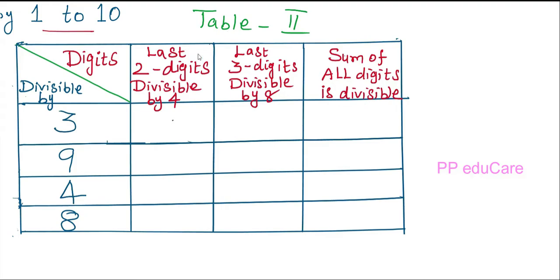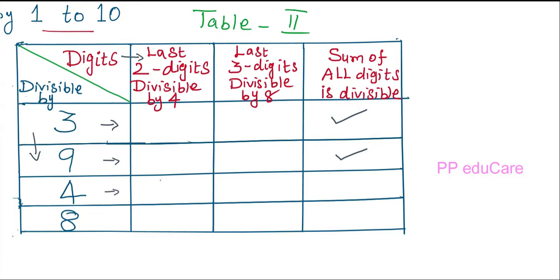See this table 2. This table describes the divisibility rule of the numbers 3, 9, 4 and 8. This row is the digits of the numbers and this column is the divisors. See the first row. If the sum of all the digits of the number is divisible by 3, then the number is divisible by 3. See the second row. If the sum of all the digits of the number is divisible by 9, then it is divisible by 9. See the third row.